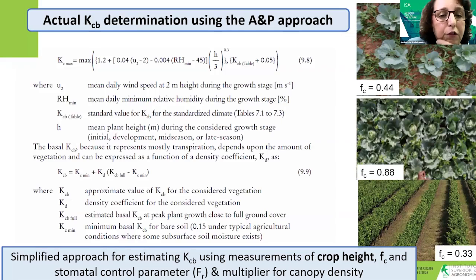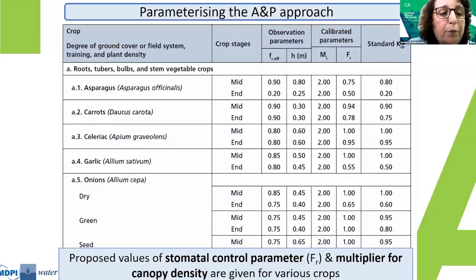So we measure the fraction of ground cover and we measure the height, and then we have parameterized the other non-measured variables that are linked with the stomatal control and with the canopy density. So based on this, you can use the ANP approach and then adjust to your local conditions, because this was parameterized using the standard crop coefficients.